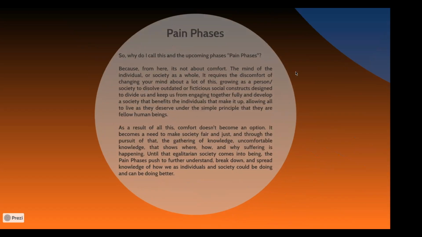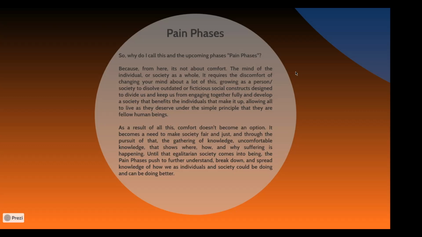So I had mentioned pain phases earlier. We're going to go into that now. Why do I call this and the upcoming phases pain phases? Because from here, it's not about comfort. It's not about what you want. It's not about what you need. It's about what needs to happen. This is of the individual or society as a whole. It requires the discomfort of changing your mind about a lot of things, such as growing as a person, and society dissolving outdated and fictitious social constructs designed to divide us and keep us from engaging together fully, and developing a society that benefits the individual, allowing all to live as they deserve to, under the simple principle that they're fellow human beings.